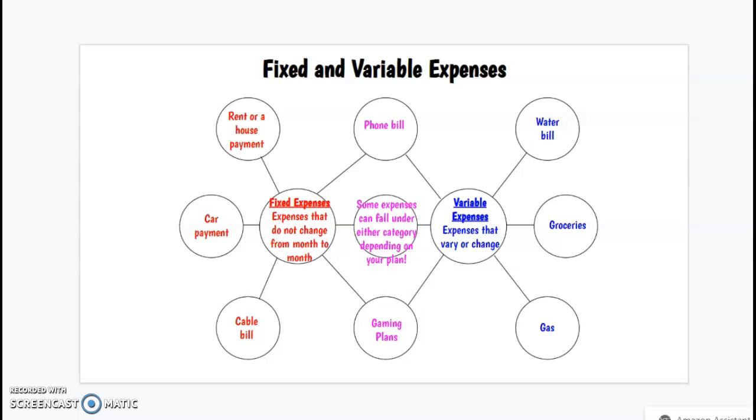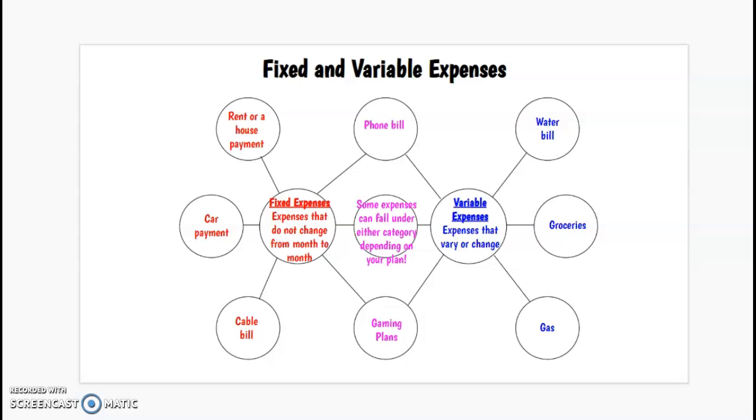A variable expense is something that changes from month to month. So water bill, grocery bill, gas. Those change because with the water bill, you pay by how you use it. Depending on how much water you use, that's how much your bill is. Your groceries, you don't buy the same thing every month. Sometimes the prices change from day to day even. And then gas, you don't always drive the same exact distance, and gas prices do change. That's why it's a variable expense.